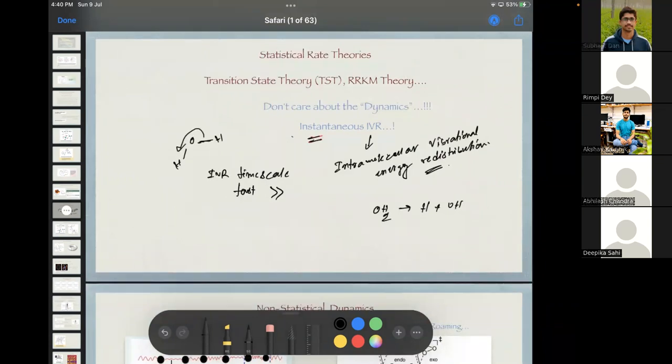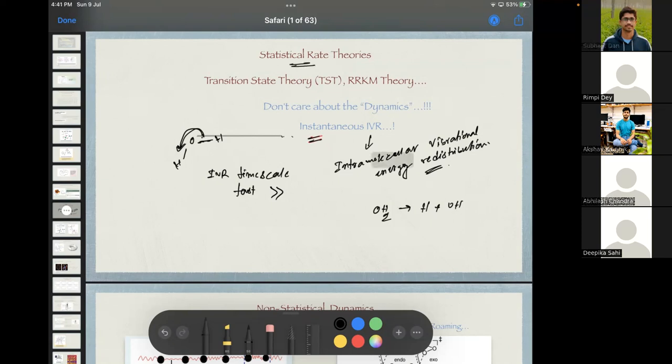By assuming that, we are neglecting the explicit dynamics of how the energy is distributing or transferring from one mode to another, or from a stretch mode to a bending mode. We are ignoring that, bypassing this process. That's why we call these rate theories statistical rate theories.